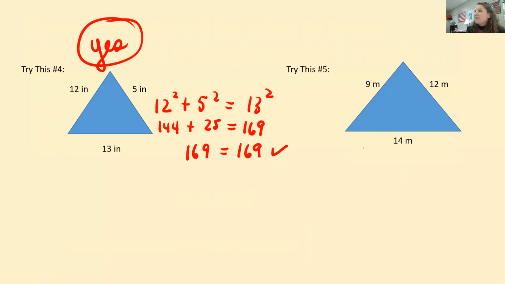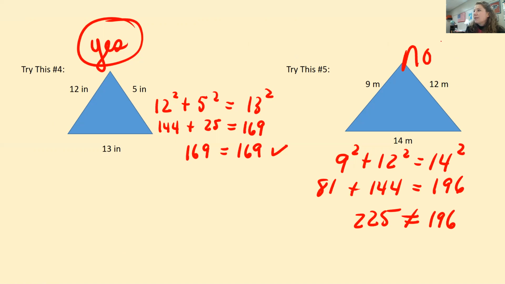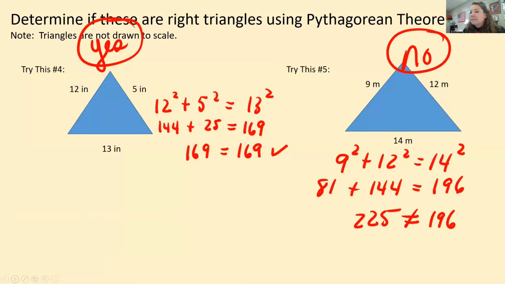All right, number 5, find the longest side, which is 14. So we're going to let 14 be C. So 9 squared is 81 plus 144. And 14 squared, I do not know, is 196. And then I want to see, does 144 plus 81 equal 196? No, it equals 225. Since 225 does not equal 196, the answer is no. This is not a right triangle because the Pythagorean theorem tells us it's not.